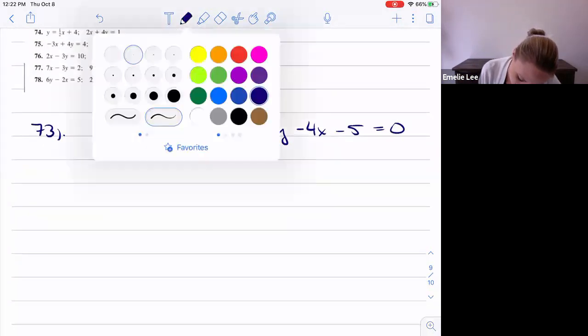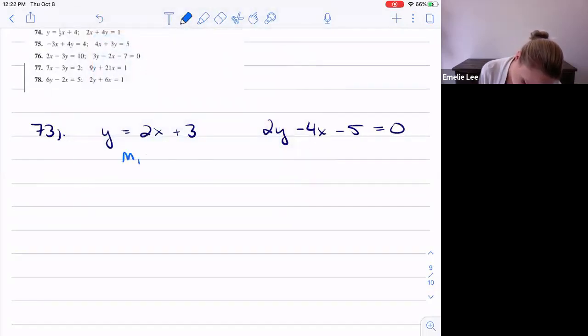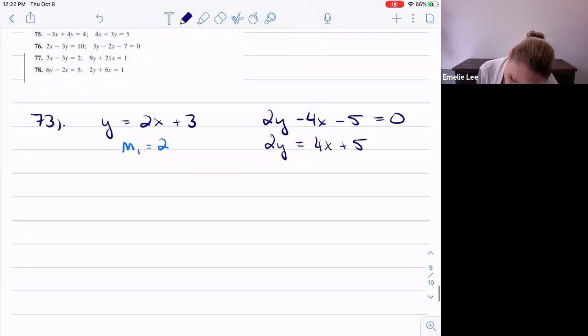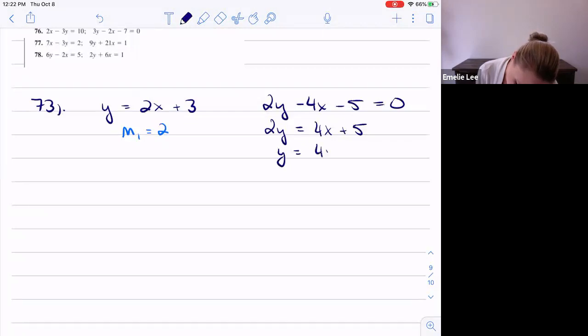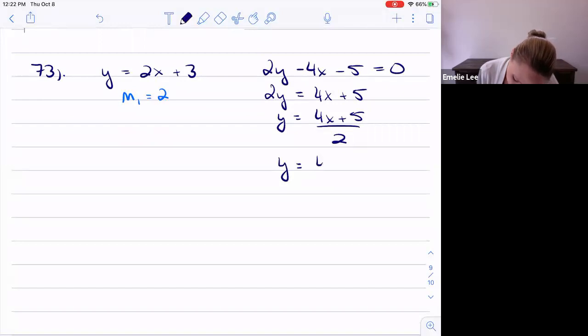So here, m1, let's say, is 2. Notice that I'm just using the subscript 1. I'll use this as my first equation, this is my second equation. So now I'm going to solve this for y to see what my slope is. So I get 2y equals 4x plus 5. So y is 4x plus 5 divided by 2. So y is 4 divided by 2x plus 5 divided by 2.